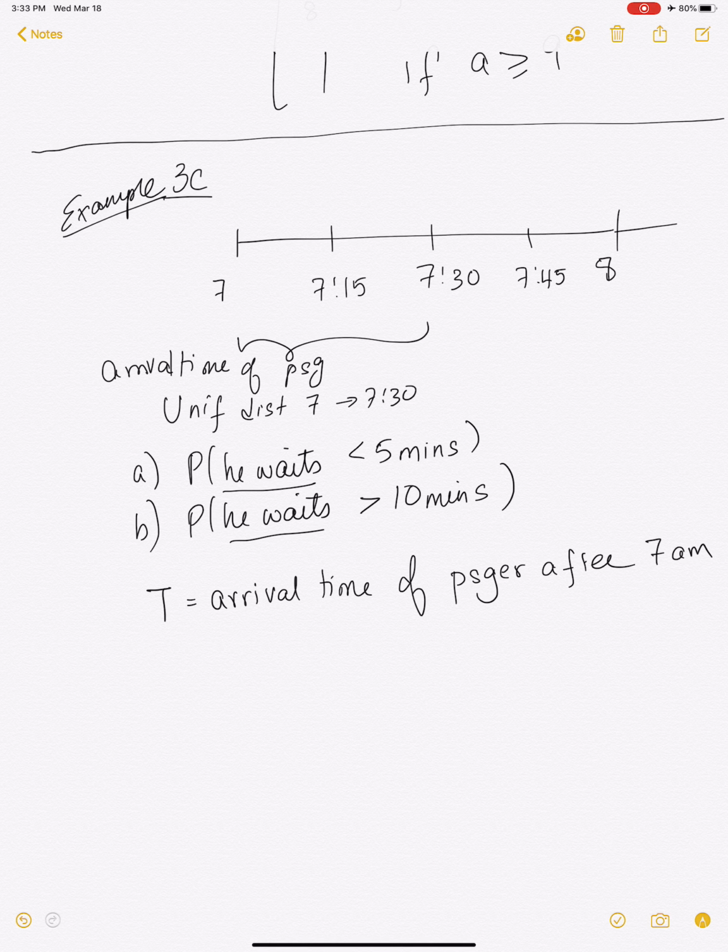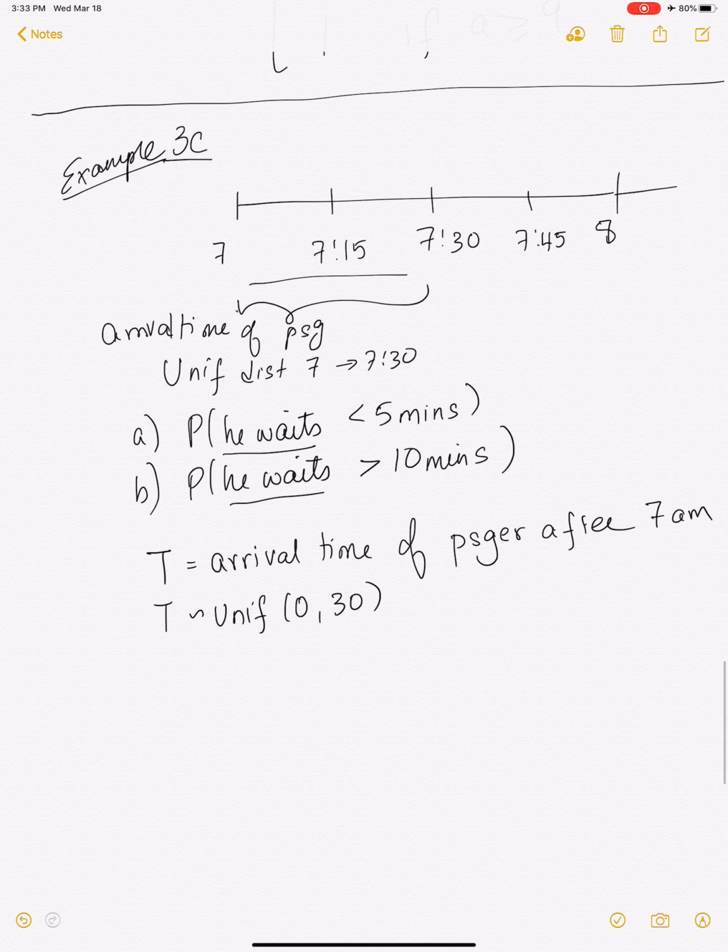Okay, so what do you know about t? The arrival time is uniformly distributed between 7 and 7:30. So you know that t is uniform from 0 to 30. Does that make sense? Because the passenger is going to arrive anytime from 7 to 7:30, you can call t, which is arrival time after 7 o'clock, a random variable that's uniformly distributed from 0 to 30. All right. And now we want the probability that the passenger waits less than 5 minutes.